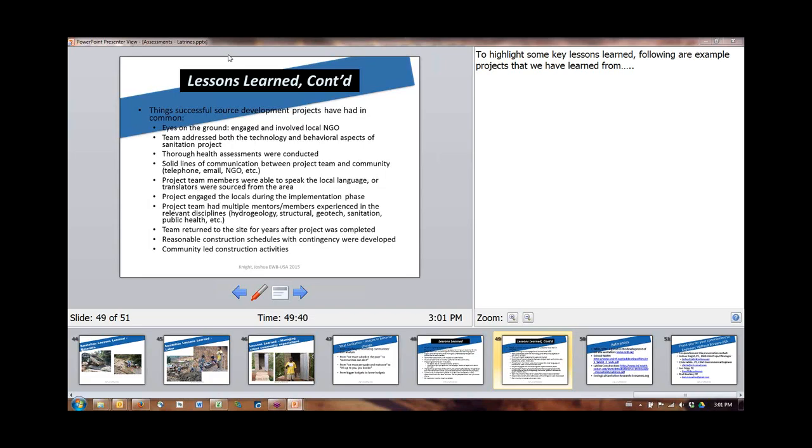Return to the site for a long time. Don't just think that five years is enough, and that's what we're requiring you, but even more; some of our best teams have stayed for ten. Reasonable construction schedules with contingencies are really important. Slow is best. Community-led construction activities.